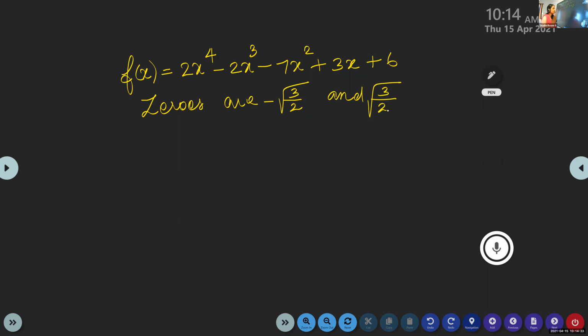The question is, obtain all the zeros of the polynomial 2x raised to 4 minus 2x cube minus 7x square plus 3x plus 6, if two of its zeros are minus root 3 by 2 and plus root 3 by 2. Okay. So what is the degree of the polynomial?